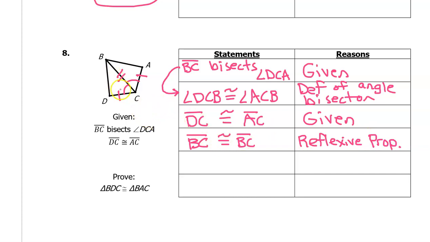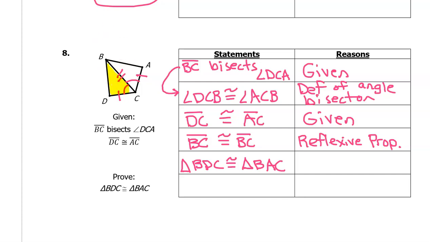Okay, we actually have enough information now to prove that the triangles are congruent. We have 3 pieces of information. So we can go ahead and say triangle BDC is congruent to triangle BAC. The reason will be something like side, side, side, or angle, side, angle. I find it helps to look at one triangle at a time.